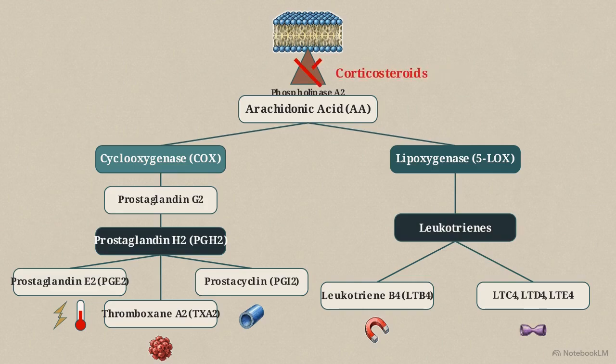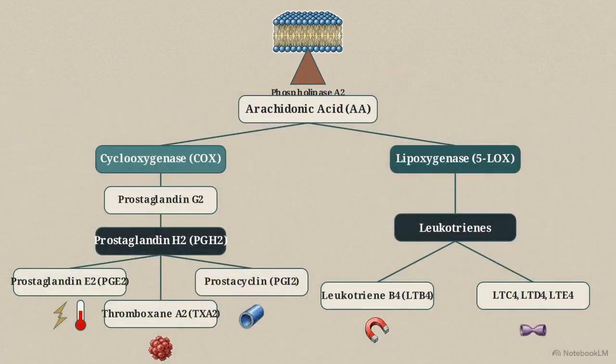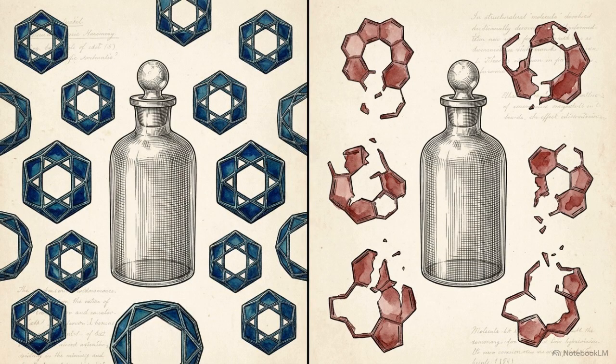Knowing this geometry allows us to manipulate the entire response. Corticosteroids inhibit phospholipase A2. This shuts off the raw material supply and halts the entire cascade. Non-steroidal anti-inflammatory drugs, or NSAIDs, act more selectively. They block the COX enzymes, eliminating pain and fever mediators on the left, while leaving the leukotriene pathway on the right intact. By mapping this exact enzymatic geometry, identical source molecules can be chemically manipulated to produce or halt contradictory physiological responses.